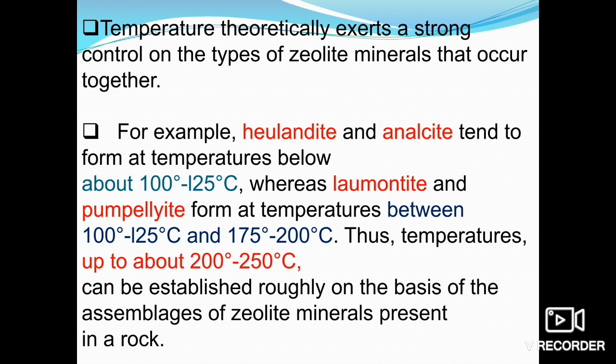So the temperature ranges up to 200 to 250 degrees can be established roughly on the basis of the assemblages of zeolite facies minerals. And the minerals present in the rock can be heulandite, analcite, laumontite and wairakite. So on that basis, the temperature ranges we have discussed, we can calculate the diagenetic temperatures.